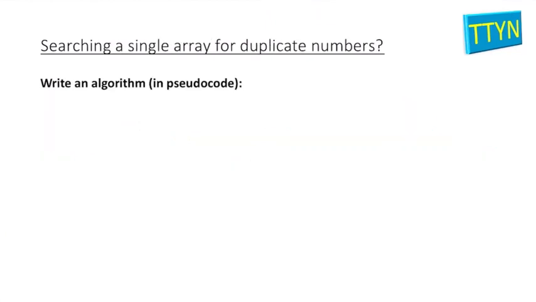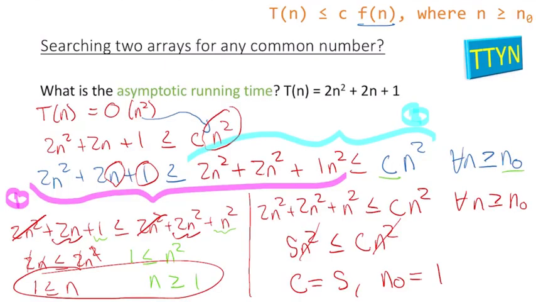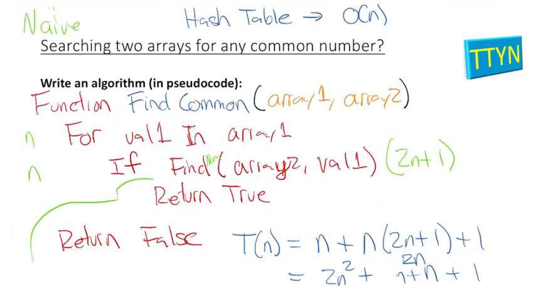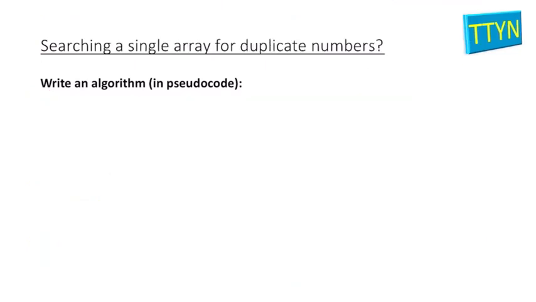One more example here. Searching a single array for duplicate numbers, you could pretty much do the same algorithm we had here and just pass in the same array for array 1 and array 2, and it would find out if array 1 has any numbers in common with array 1. But let's do something a little more interesting and have something that's not linear or quadratic, so that we can see how we do proofs with other types of orders of n in them.